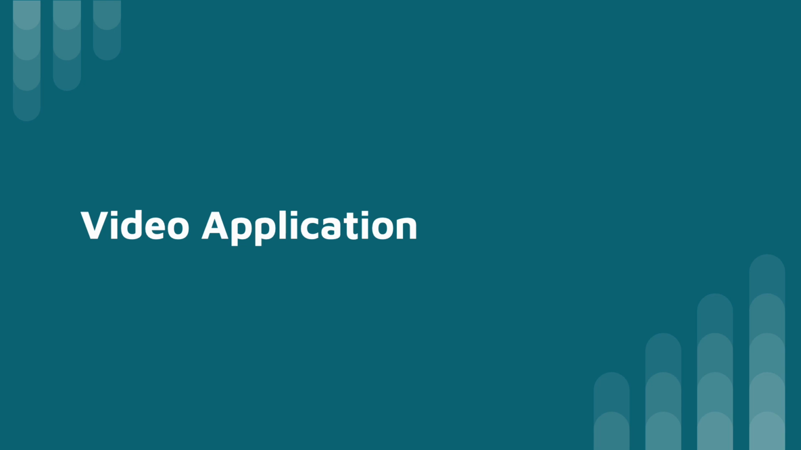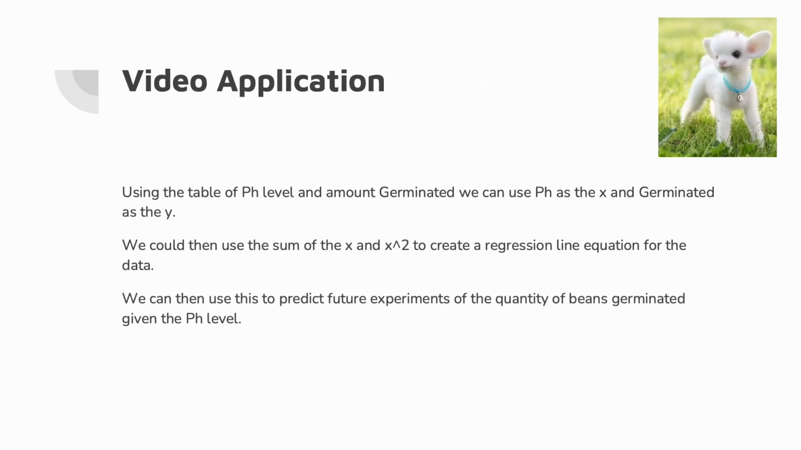And in application to the video, we can use a table of the pH level and the amount germinated, and use the pH level as the x and the germinated as the y, and find the same variables we need: the sum of x, the sum of y, the sum of xy, the sum of x squared, and the n, and put this into a regression line equation. And this can also be used to predict the future experiments of the quantity of beans germinated based on each pH level.